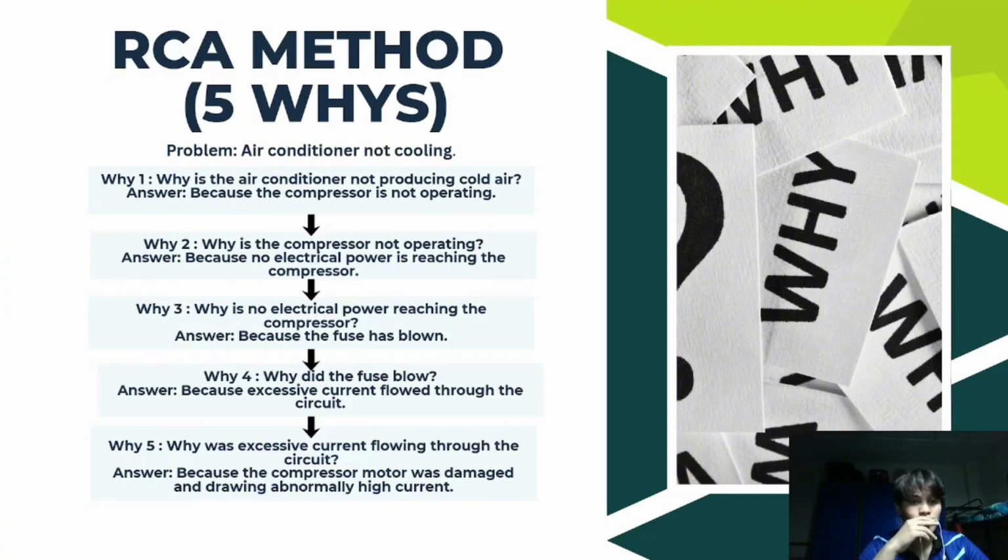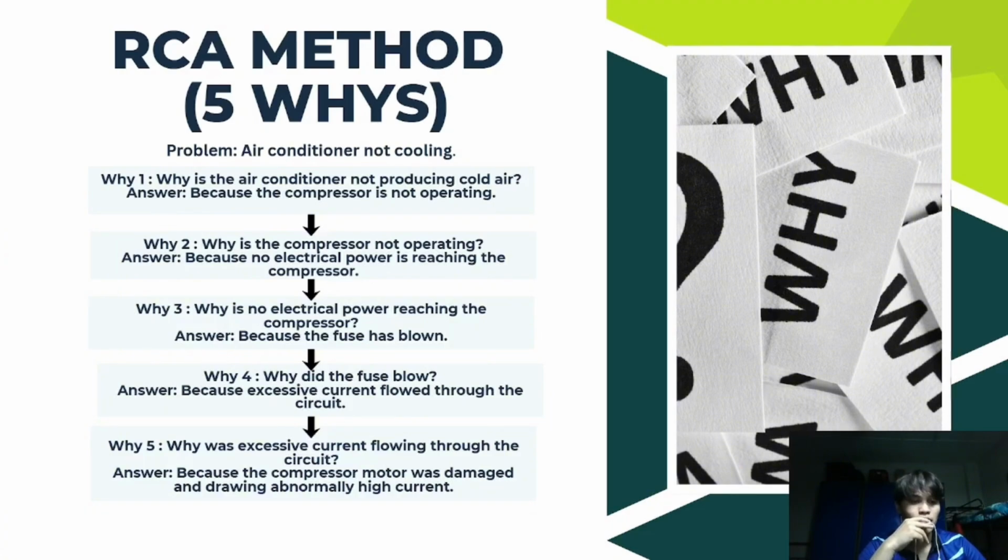And the second why: why is the compressor not operating? The answer is because no electrical power is reaching the compressor. And the third why: why is no electrical power reaching the compressor? It is because the fuse has blown. The fourth why: why did the fuse blow? It is because excessive current flowed through the circuit.